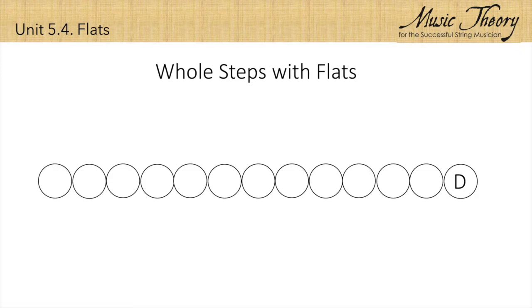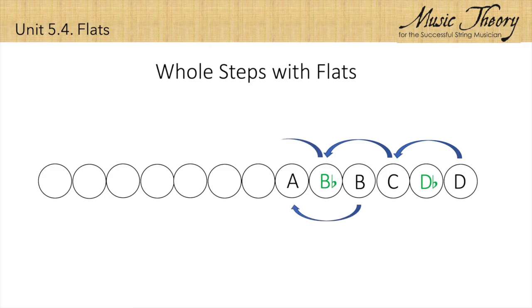Let's go down this string diagram in whole steps. A whole step lower than D is C, because D flat is in between C and D. A whole step lower than C is not B, it's B flat, because B and C are naturally separated by a half step. A whole step lower than B is A, a whole step lower than B flat is A flat, and so on.